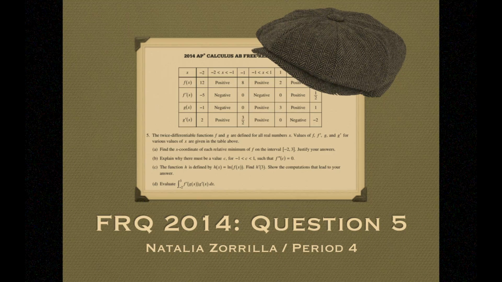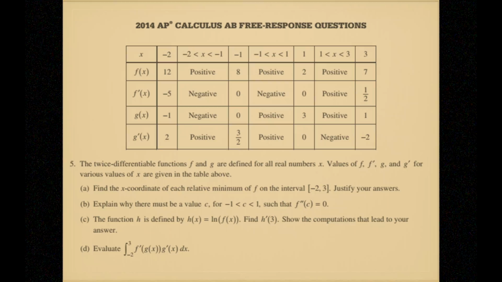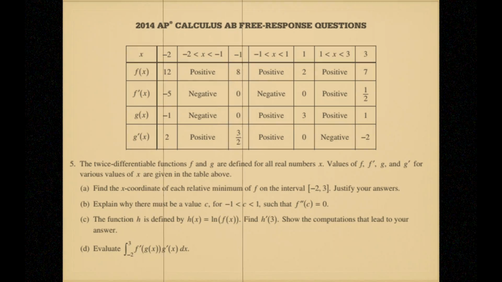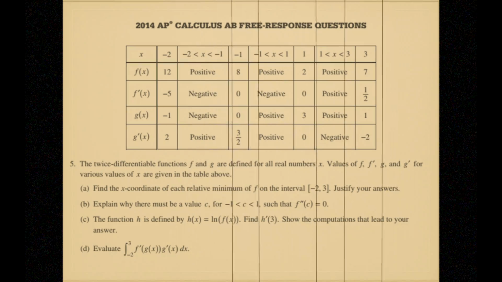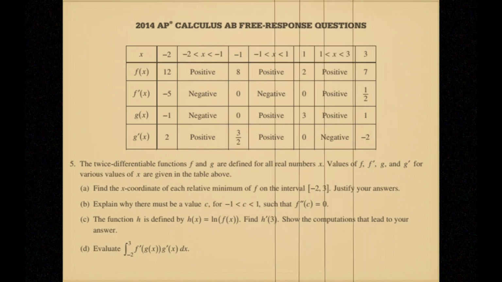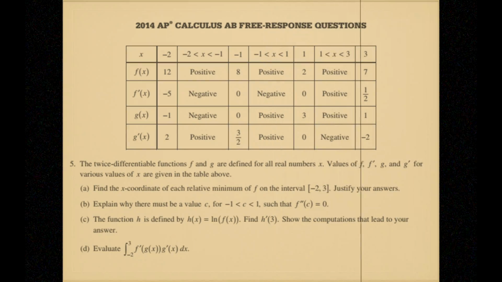Hey there folks, today we'll be talking about the 2014 AP Calculus FRQ, question 5. Now the question says, the twice differentiable functions f and g are defined for all real numbers x. Values of f, f prime, g, and g prime for various values of x are given in the table above. Now if all this gives you the heebie-jeebies, don't fret, because we're about to get started.